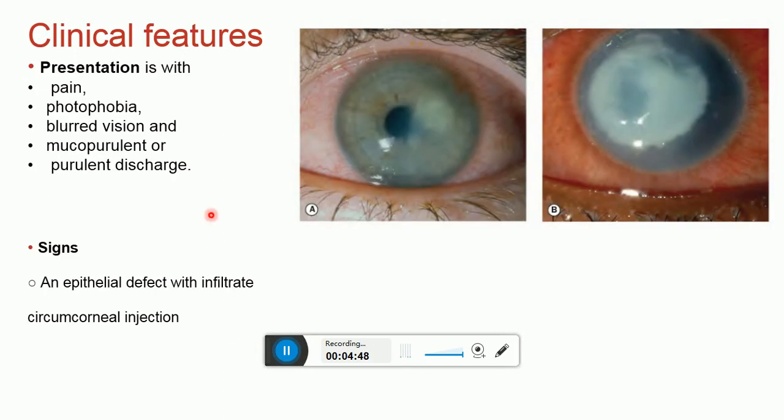Clinical features: there is pain, photophobia, blurred vision, mucopurulent discharge. Signs: there is an epithelial defect with infiltrate involving a larger area and significant circumcorneal injection. Here you can see in these pictures.